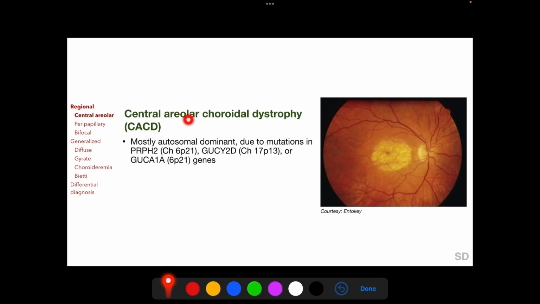Central areolar choroidal dystrophy, or CACD, is a disorder which is mostly autosomal dominant in mode of inheritance and occurs due to mutations in the PRPH2, GUCY2D, or GUCA1A gene. We may recall here that mutation in the PRPH2 gene is also implicated in the causation of pattern macular dystrophy, which we have discussed in the previous session. Also, each of these three genes is expressed in the photoreceptors.